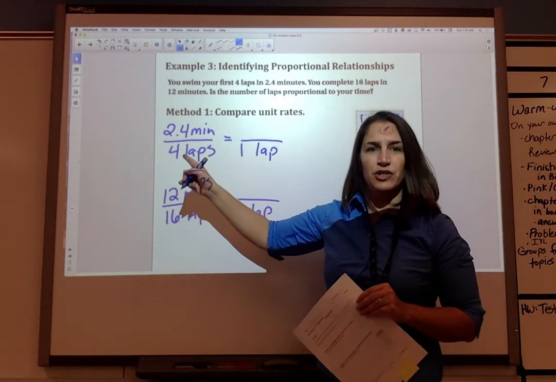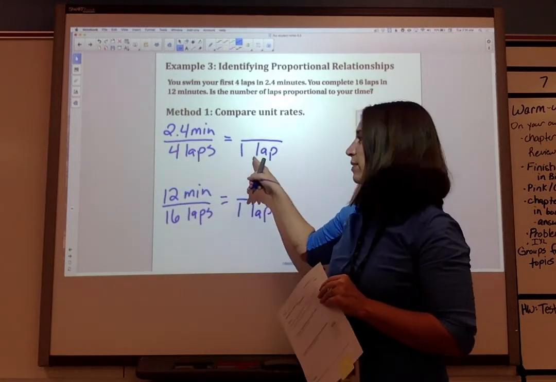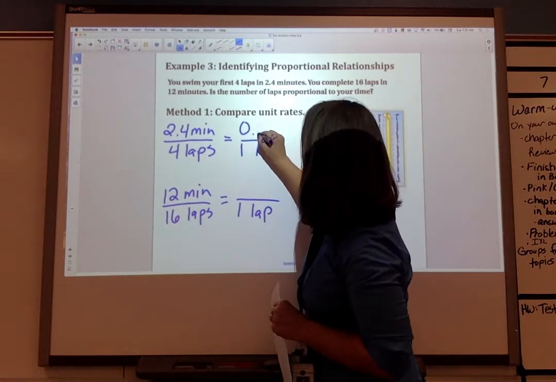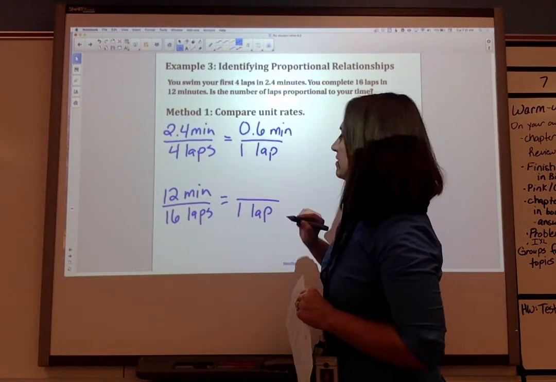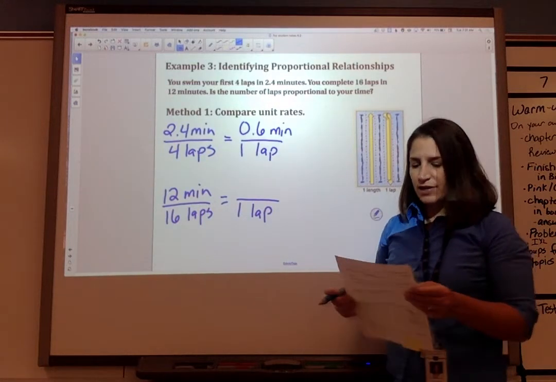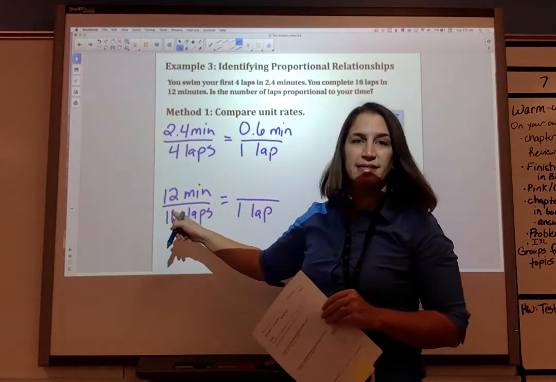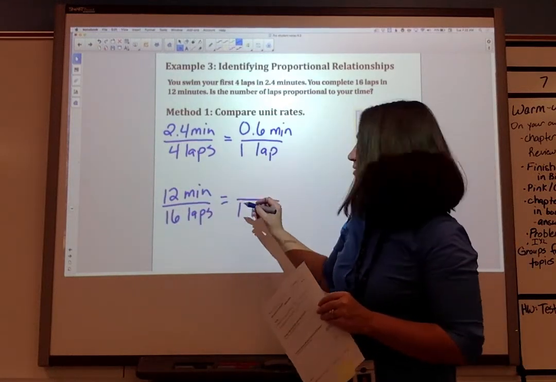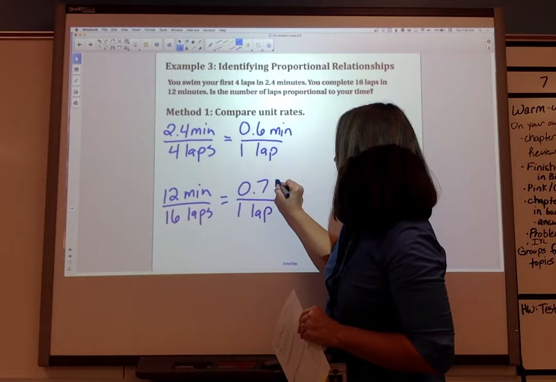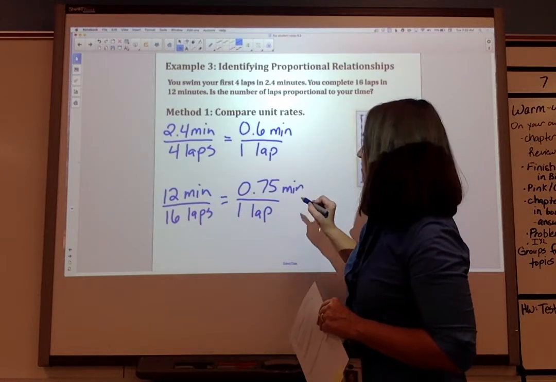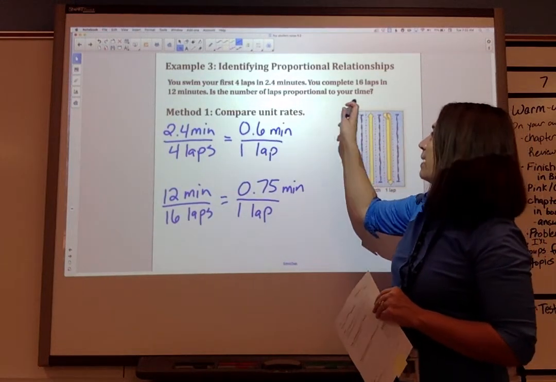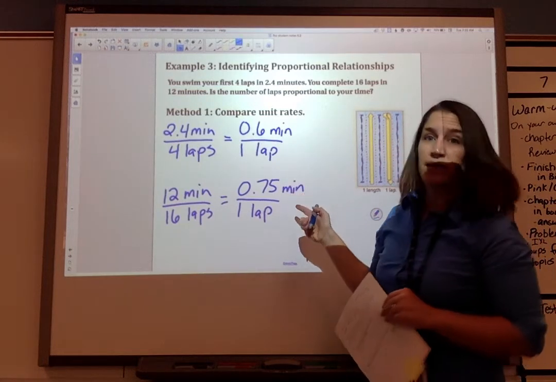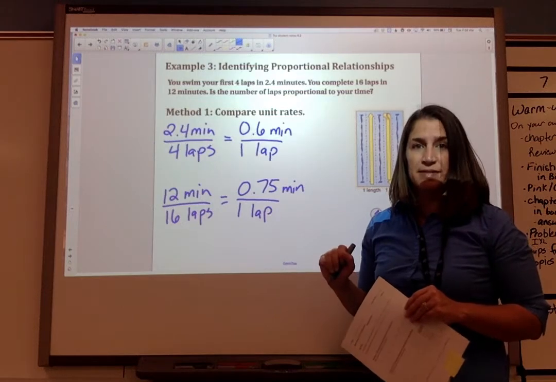So in our first ratio, we're dividing by 4. 4 divided by 4 is 1. 2.4 divided by 4 would be 0.6 minutes. Then in our second example, we're dividing by 16. 16 divided by 16 is 1. 12 divided by 16 would be 0.75 minutes. So is the number of laps proportional to your time? No, it's not. We must have slowed down a little bit after those first 4 laps.